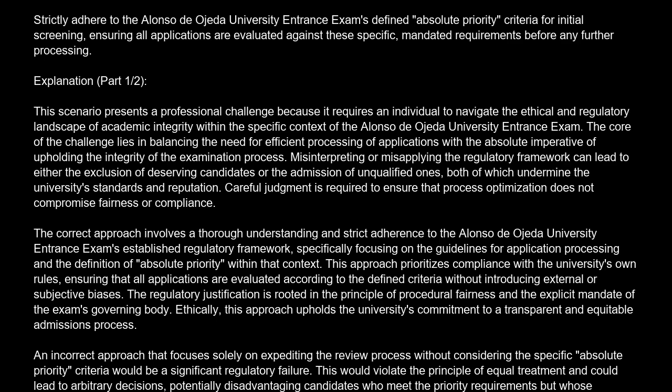An incorrect approach that focuses solely on expediting the review process without considering the specific absolute priority criteria would be a significant regulatory failure. This would violate the principle of equal treatment and could lead to arbitrary decisions, potentially disadvantaging candidates who meet the priority requirements but whose applications are not flagged due to a superficial processing method.